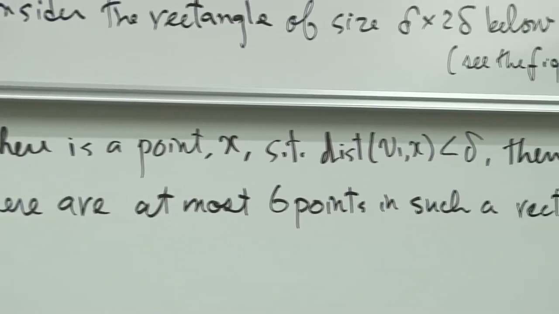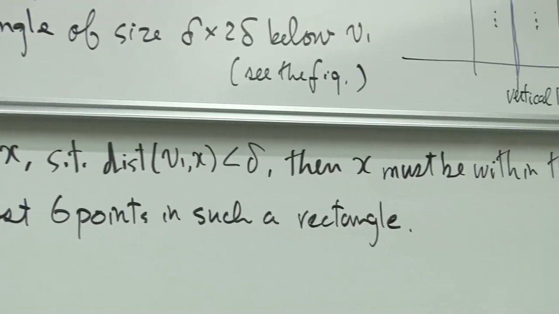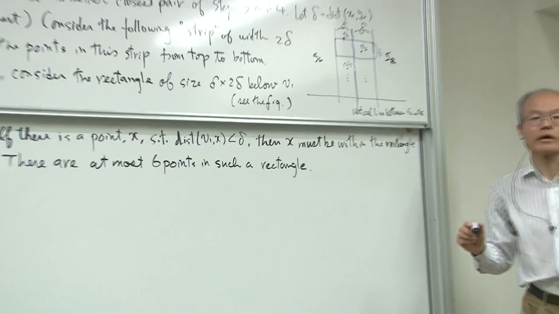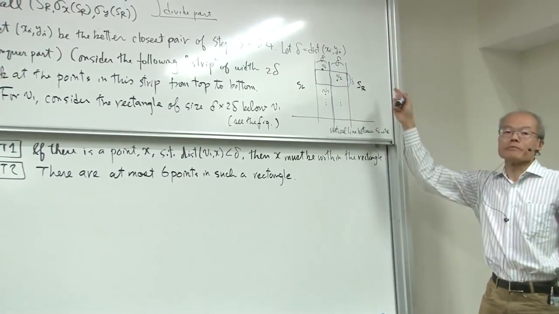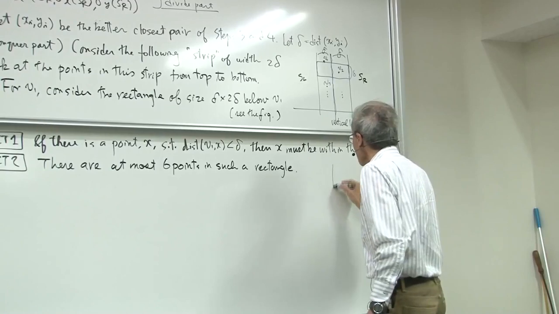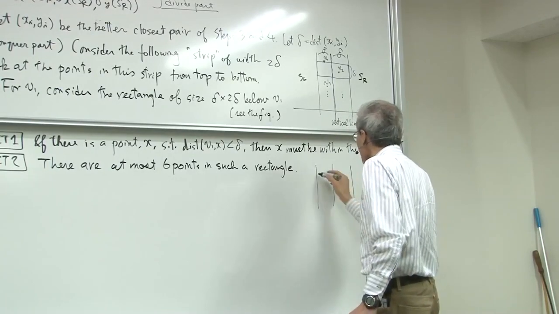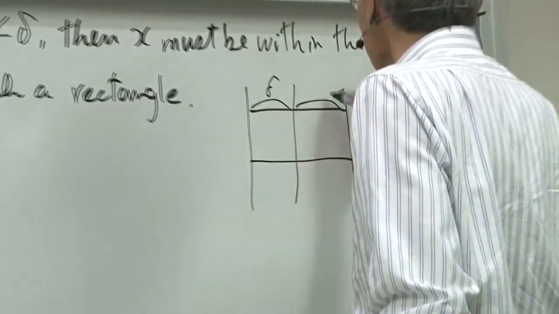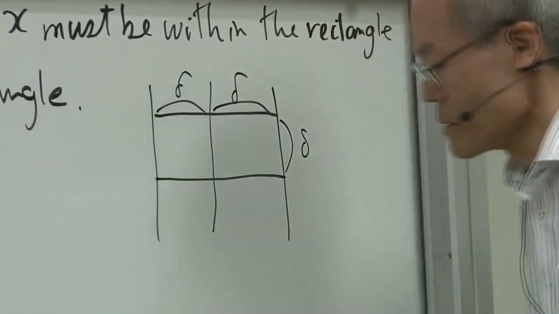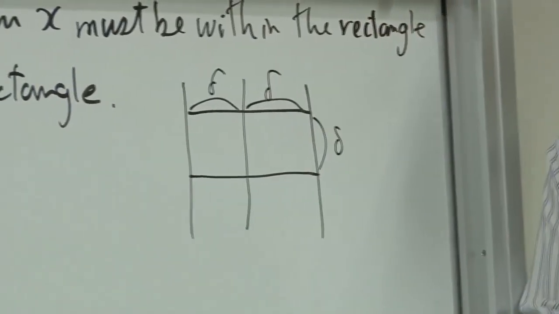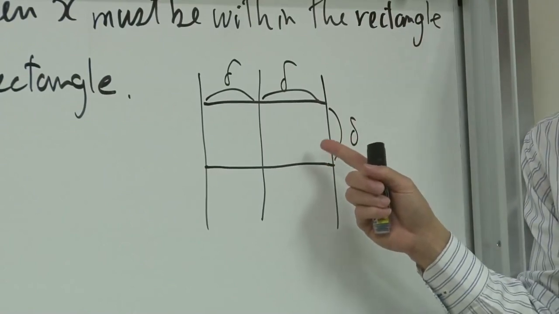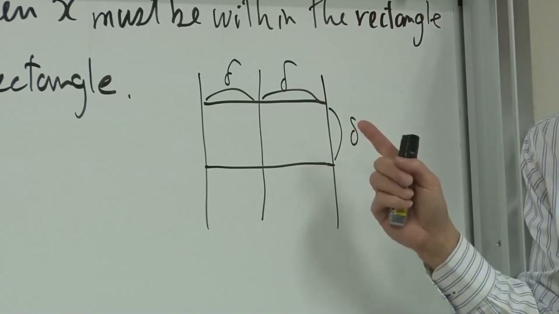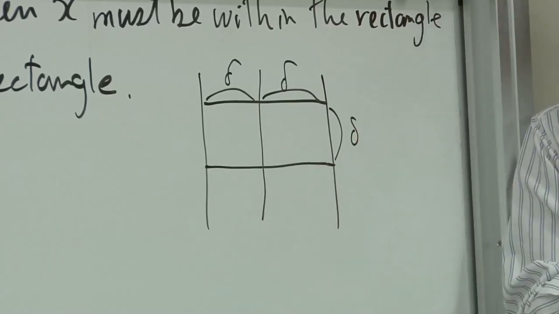The second fact is also easy. We look at any such rectangle, meaning 2 delta by delta. Then there are at most 6 points in this rectangle. No more than 6 points. There must not be 7 points.